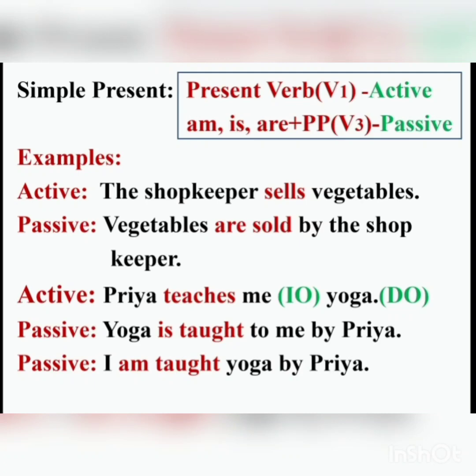That is V3 verb. The next sentence, Priya teaches me yoga. You just find two objects in this sentence. Priya is a subject, teaches is a verb, me is indirect object, yoga is a direct object. So we can make passive sentences using both the objects.